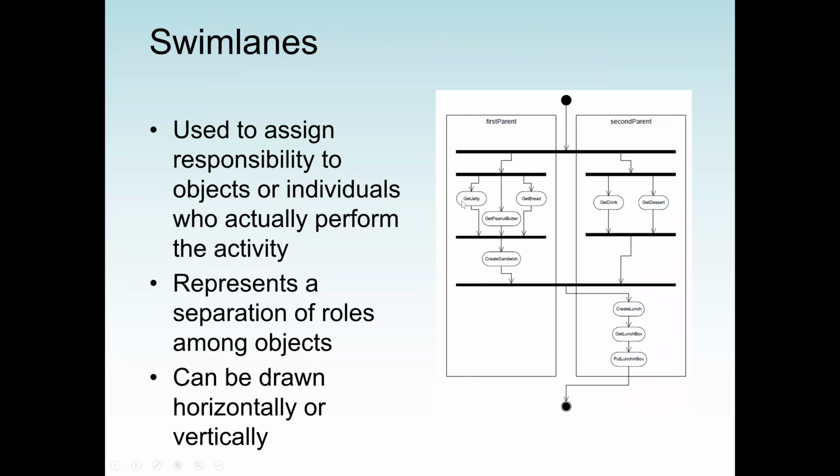So we have something we call swim lanes. And swim lanes, we can see in the diagram, are a line, more or less like the control flow arrow. Normally we use them to assign responsibility to the objects or individuals who actually perform the activity. And it represents a separation of roles among objects. This can be drawn with vertical lines, as here, but it can also be horizontal lines, like here we have horizontal.